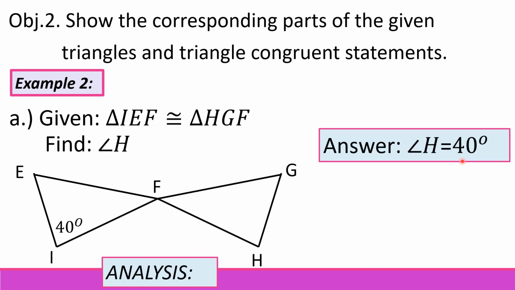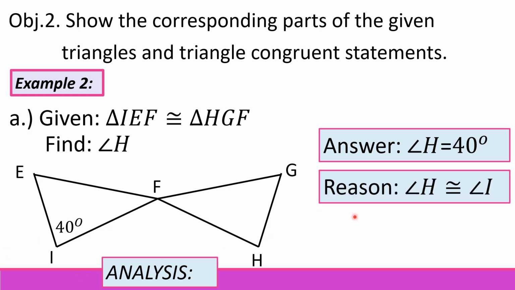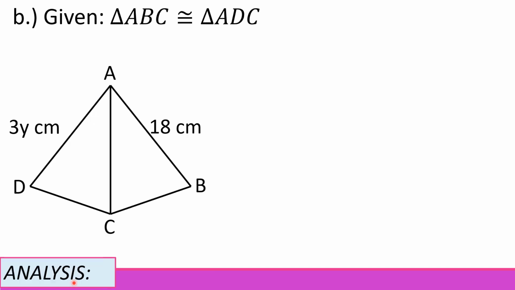Bakit siya 40 degrees? Because angle H is congruent to angle I. And angle I measures 40 degrees. Definitely, angle H also measures 40 degrees. They have equal measures because they are congruent angles. Okay? Now, let us have another example.